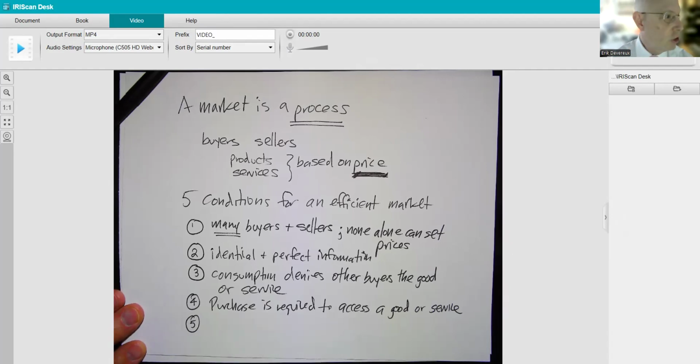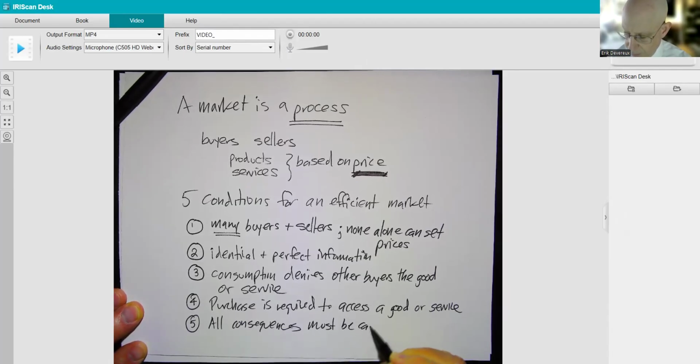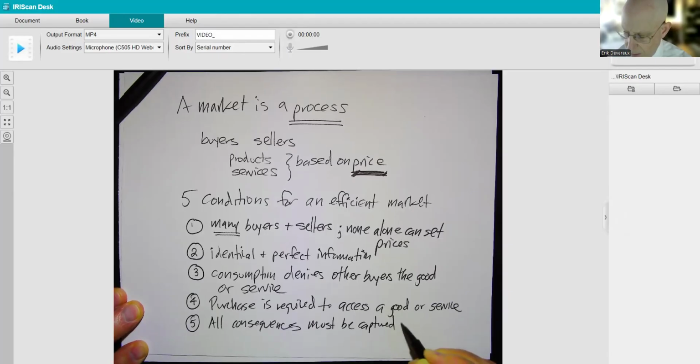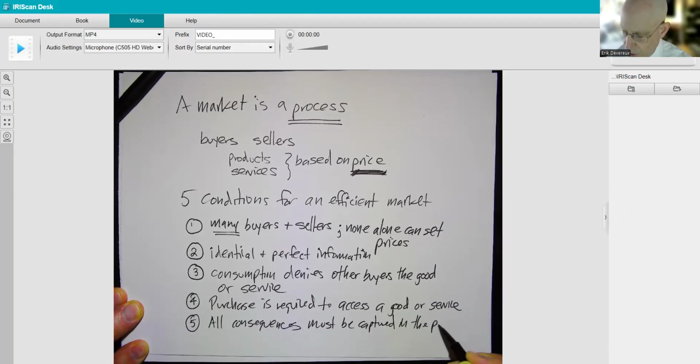And the fifth condition is that all consequences must be captured in the price. This is why economists focus on prices and the price setting mechanisms, because from their perspective, all of the consequences of the market transaction, anything that really matters even in the longer term, must be captured in the price paid at the time the transaction occurs. If that doesn't happen, we might have problems.